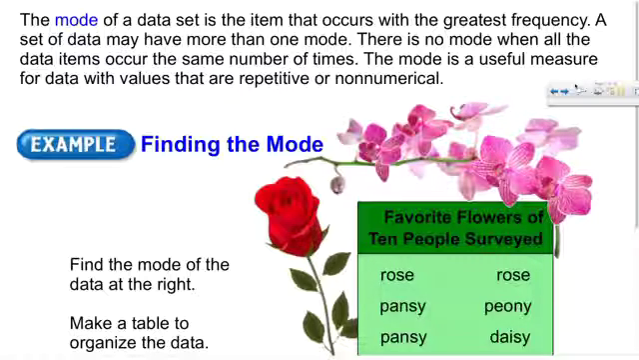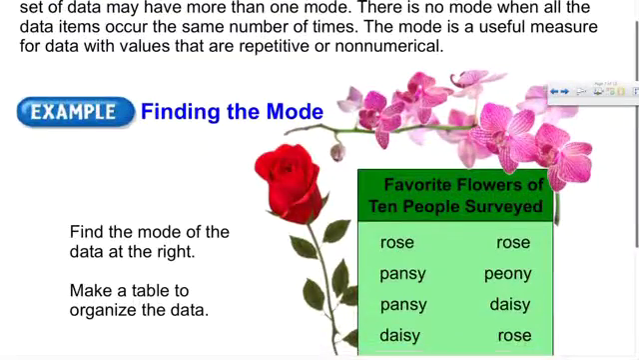I often see students say 0 when they mean no mode. If you're saying 0 is the mode, you're saying 0 is repeating the most. If there's no mode, you write no mode. Do you understand?